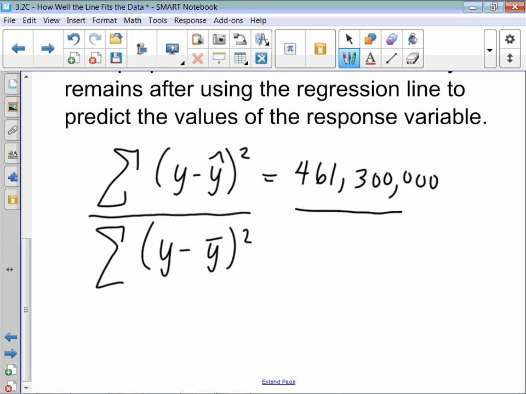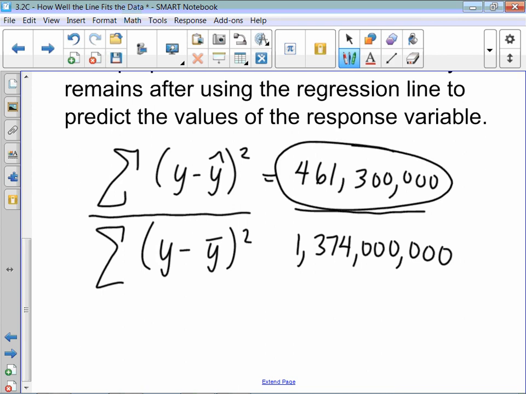And that number happens to be, in this problem, 1,374,000 million, just kidding. So this number is way smaller, and it should be, because we were just talking about the sum of the squares being smaller. All those squares were smaller. So what is this decimal? 0.336. This is what is unaccounted for.